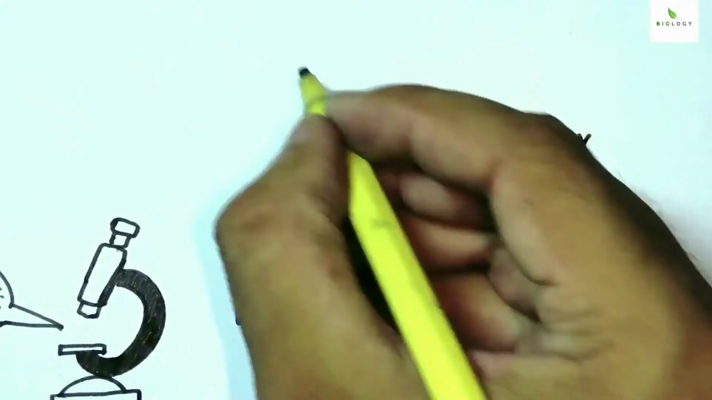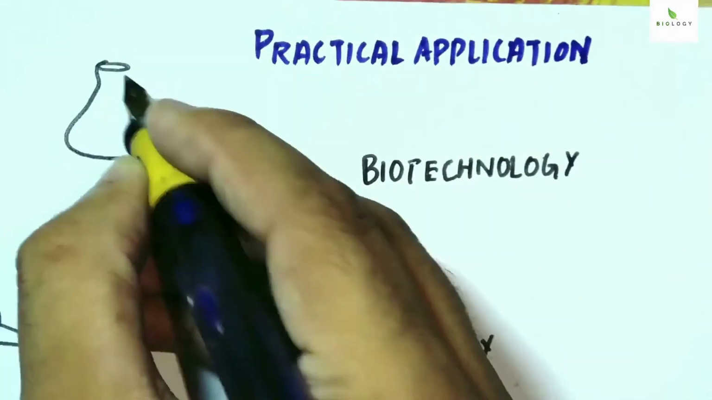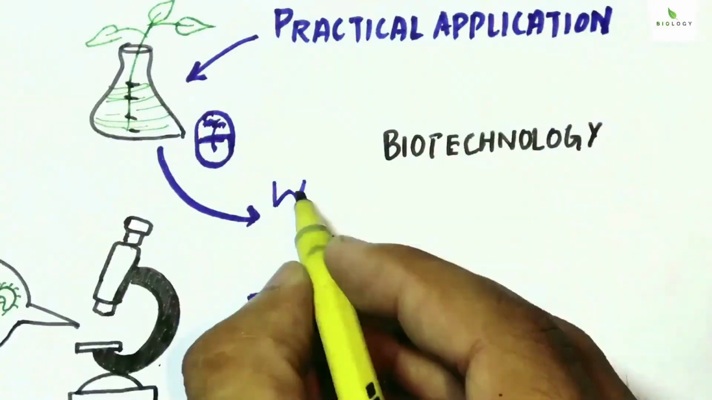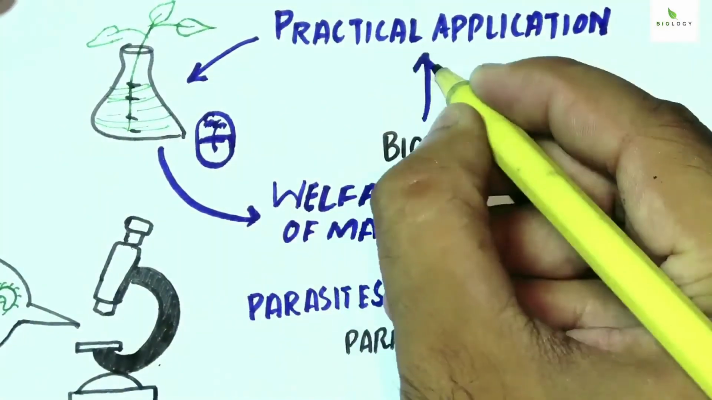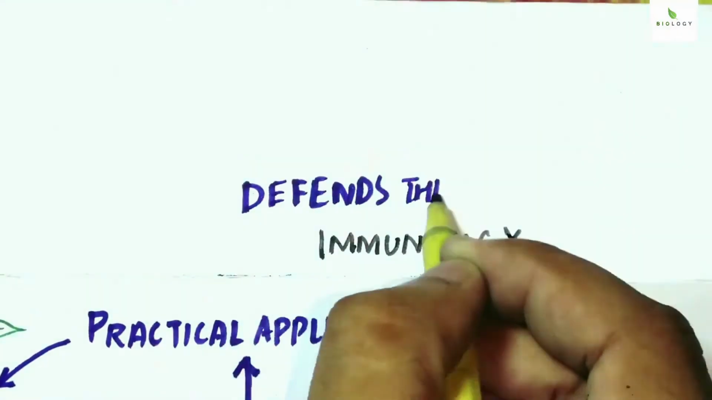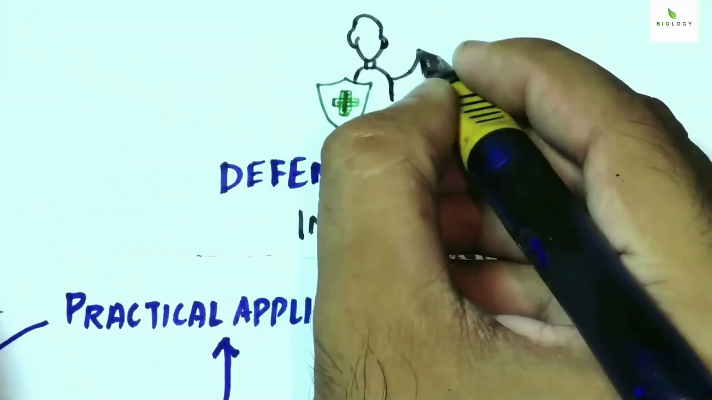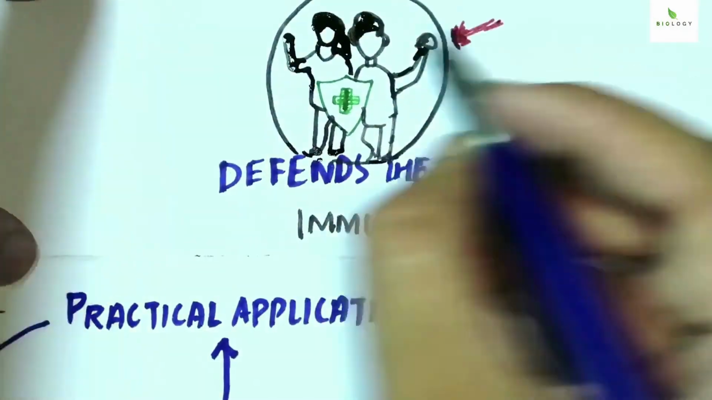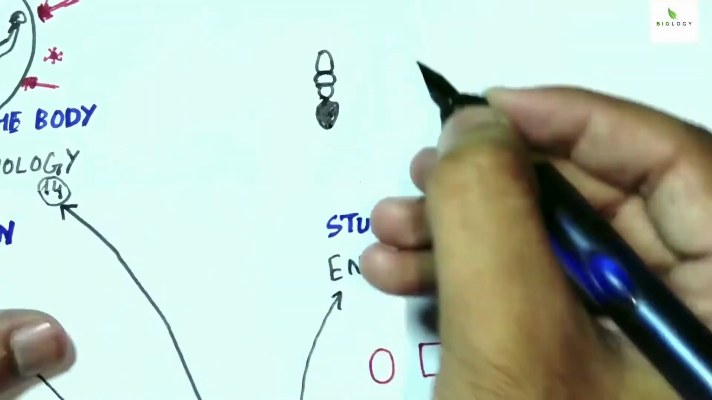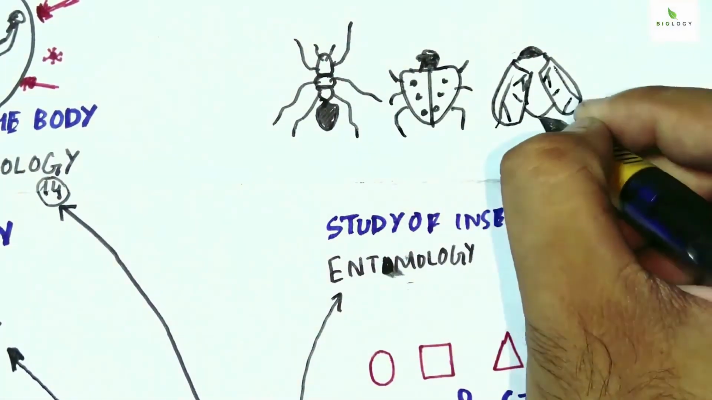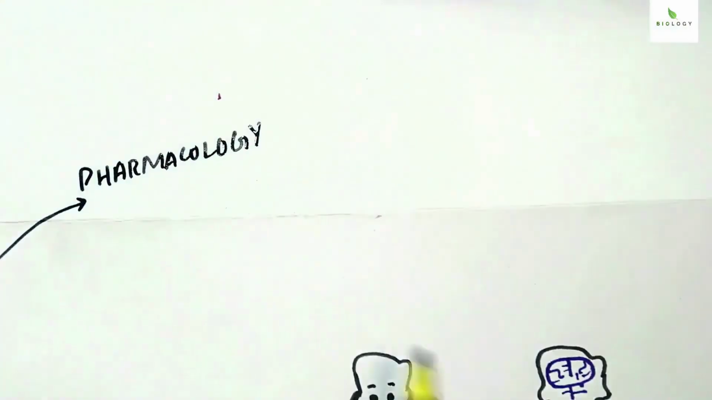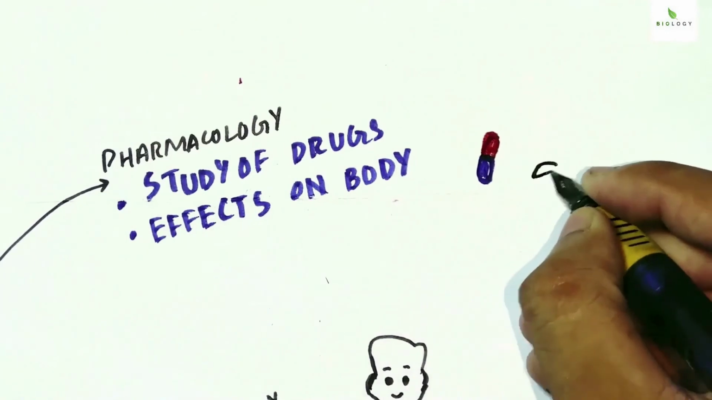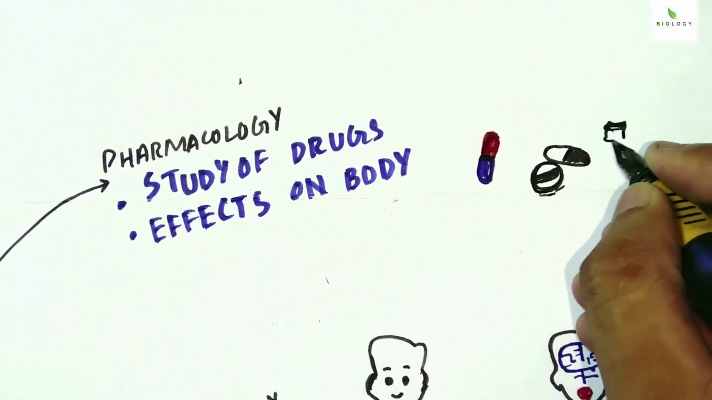Biotechnology. It deals with the practical application of living organisms to make substances for the welfare of mankind. Immunology. It is the study of immune system of animals which defends the body against invading microbes. Entomology. It is simply the study of insects. Pharmacology. Pharmacology is the study of drugs and their effects on the system of human body.